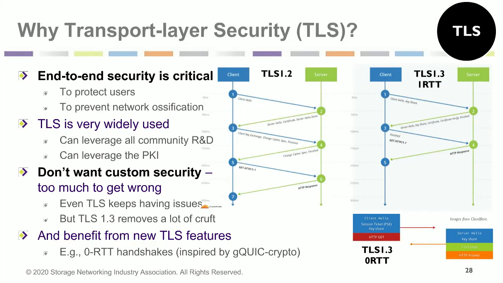Why do we want security? Specifically, why do we want TLS, right? So end-to-end security is critical for the internet. It's also, these days, critical for other environments. You want to protect the users. You want to prevent the network from making assumptions about what your traffic looks like.